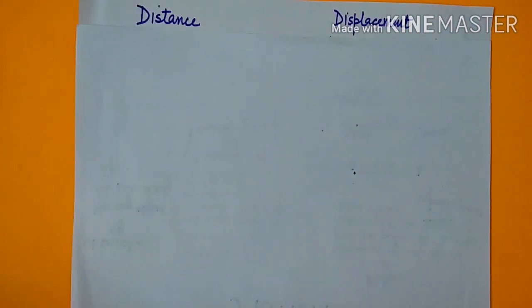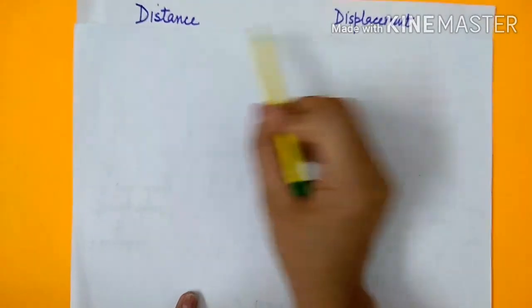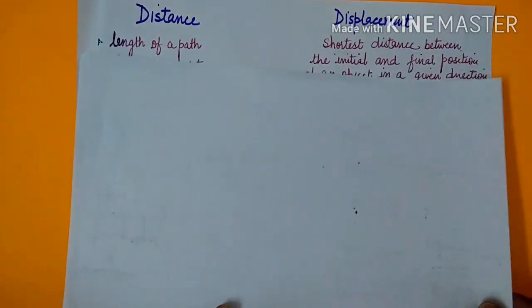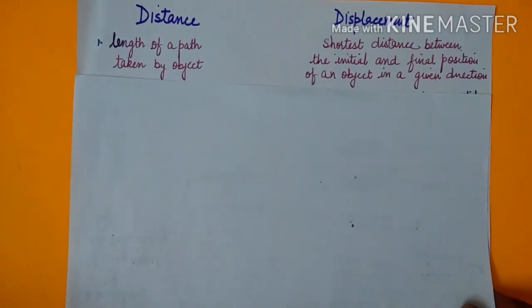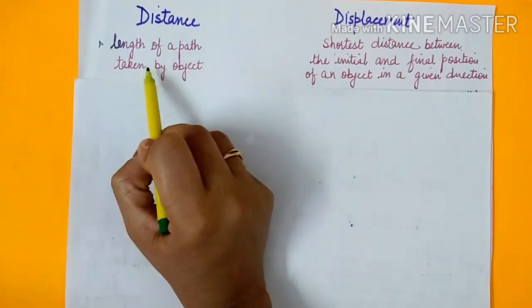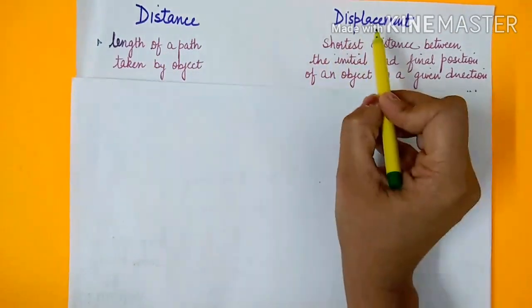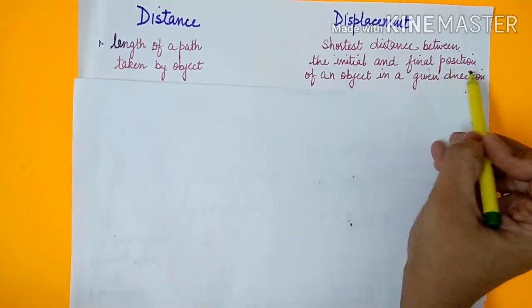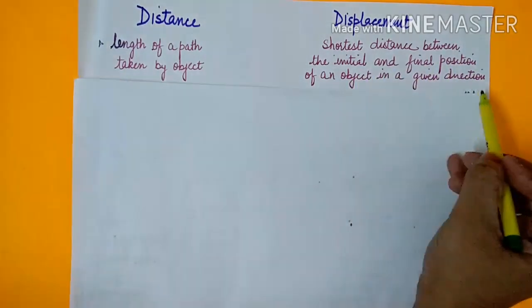Now let's discuss the concept of distance and displacement through some comparison points. So the first comparison point is on the basis of their definition. Distance is the length of the path taken by an object, and displacement is the shortest distance between the initial and final position of an object in a given direction.